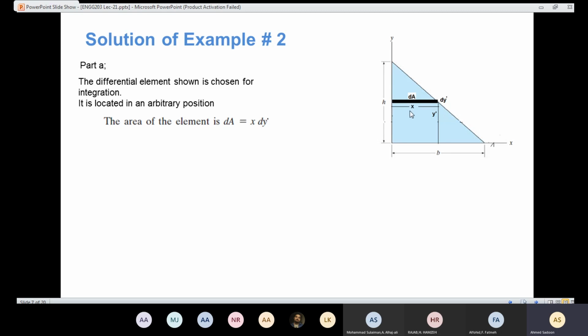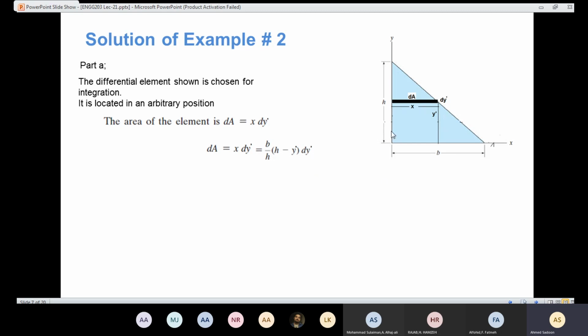Again, remember when we were talking about the center of gravity, we express the value of x in terms of y. So I'm going to use the similarity between this triangle and that triangle. If I'm going to do that, the value of x is going to be b over h times h minus y hat times dA. So now we have expression for dA. We have only one variable, which is y dash, y hat.